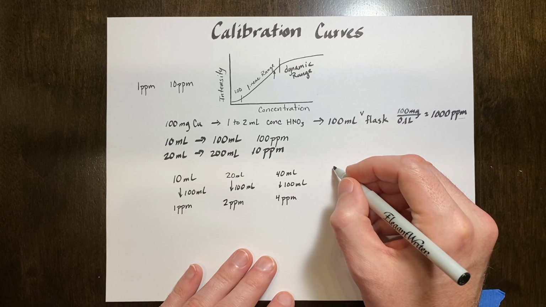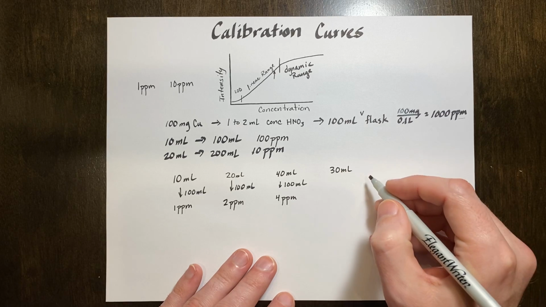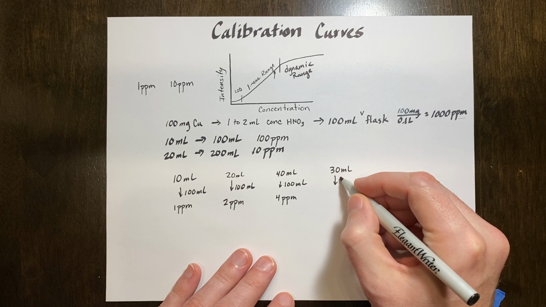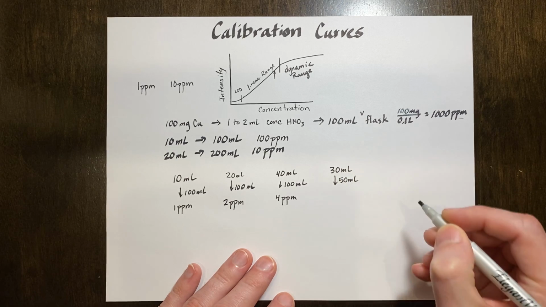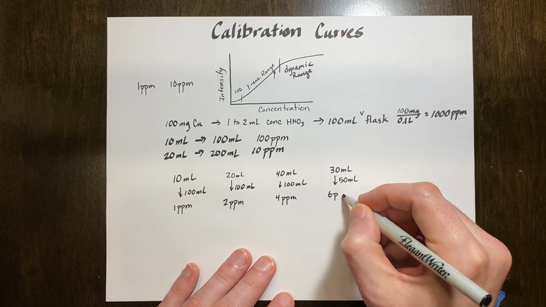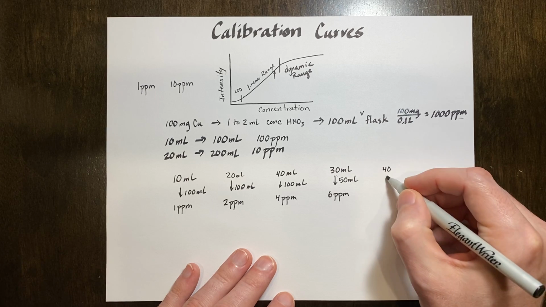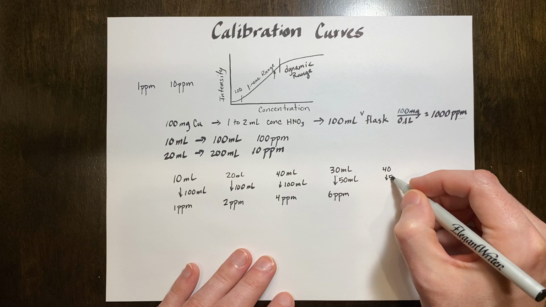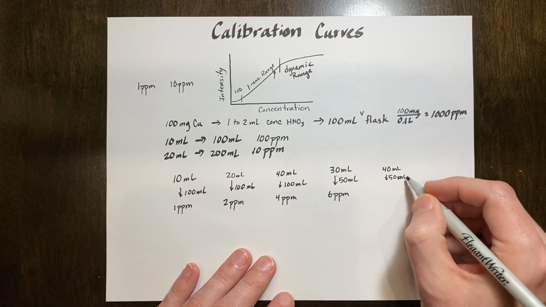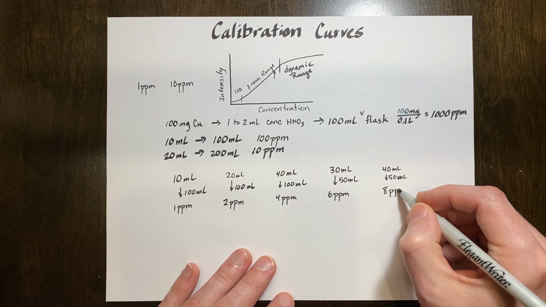Now, I'm going to come up and I'm going to take 30 milliliters of my 10 part per million sample, and I'm going to dilute it into 50 milliliters. And what this will do is give me a 6 parts per million sample. And I'm going to do 40, and I'll again dilute that into a 50 milliliter volumetric flask. And that will make my 8 parts per million.